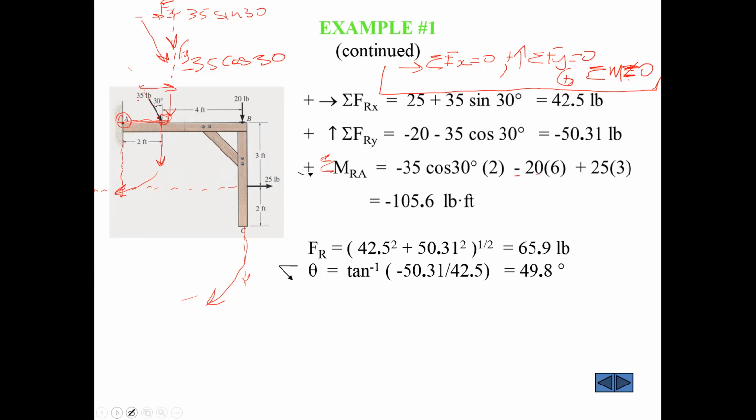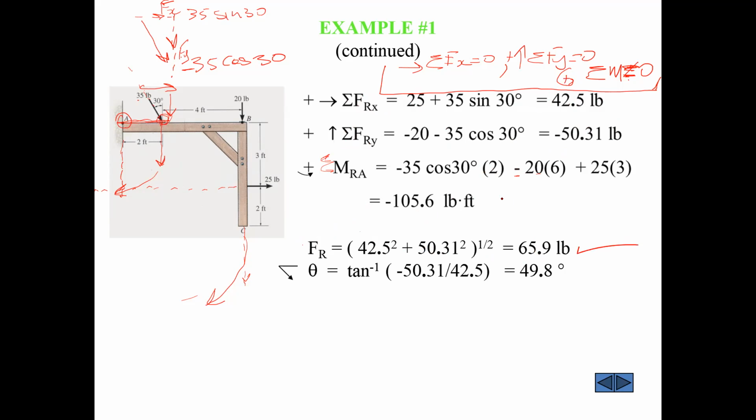So as I said to you before, we find the single resultant force that we need by applying Pythagoras theorem. We look at the component of the sum of all the forces in the x, which is 42.5, and all of the forces in the y, which is 50.31, actually minus 50. But it doesn't matter because you're going to square it. You put it here, square it, use Pythagoras, and you get 65.9. So that is the single force that we want.